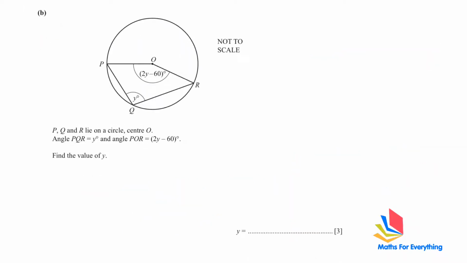Part B, we have been given a circle and 2 angles have been given to us. Angle PQR is y and the angle POR is equal to 2y minus 60. Find the value of y. You need to be familiar with the circle theorems.